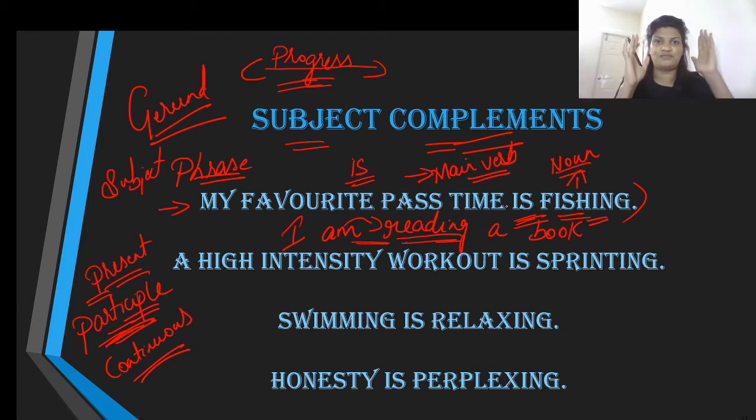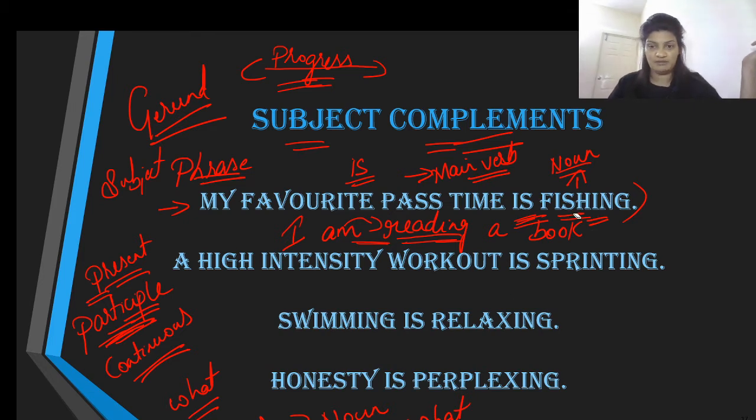There is no continuity. It doesn't state the continuation of the action. It's a kind of a stop. It's actually telling what my favorite is. It answers the question, what? What is my favorite pastime? It's fishing. So fishing, even though it is an ing form, is a verb functioning like a noun here, answering the question, what? That is why here fishing becomes your gerund.